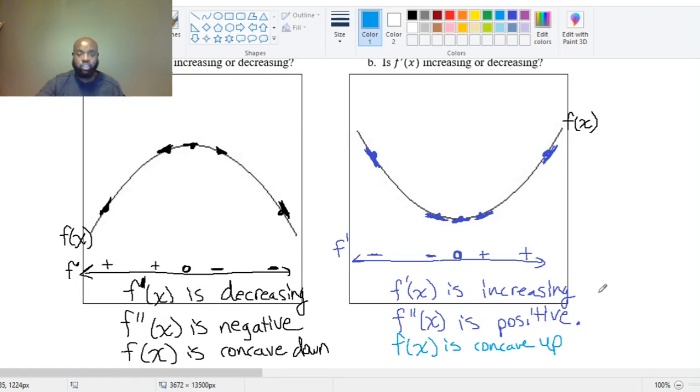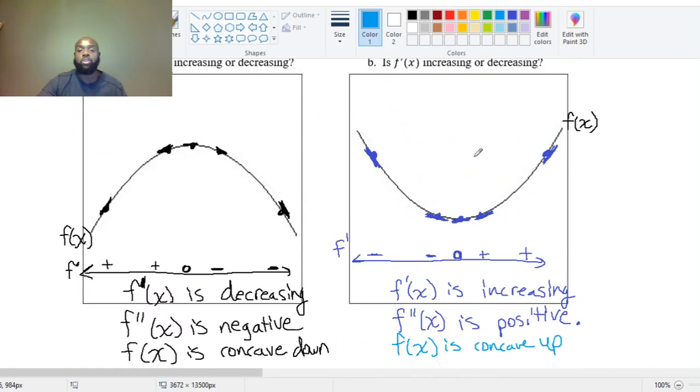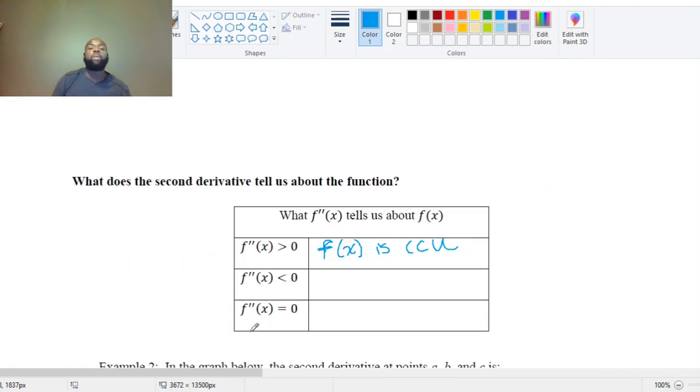So let's summarize this relationship in this next box here. What does the second derivative tell you about the function? So I've got the second derivative and the function. When f double prime is greater than 0, f of x is concave up, like we had in this example to the right. And when f double prime is less than 0, or negative, that means your function f is concave down. And when f double prime equals 0, we didn't see that case there, but it's going to be f of x is neither concave up nor concave down.